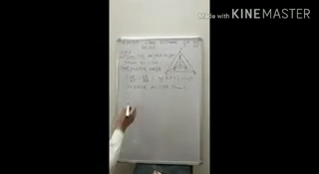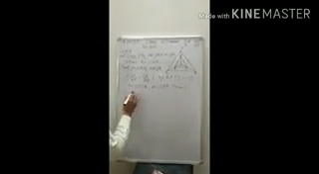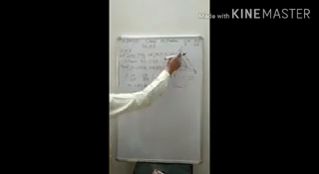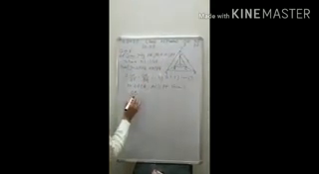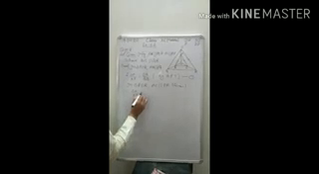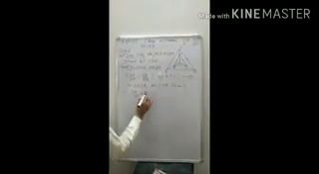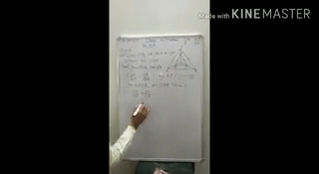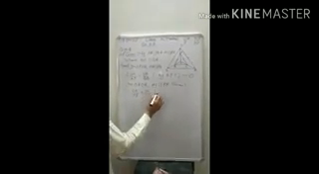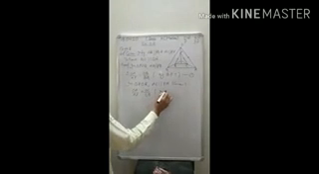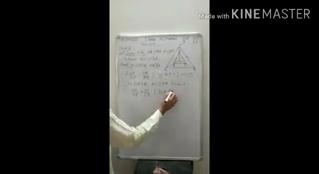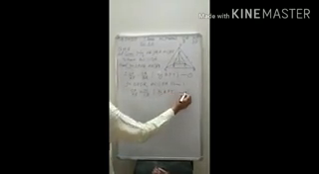So if AC is parallel to PR, then by BPT we can write OA upon AP is equal to OC upon CR. Why is it so? Again the same reason, because by BPT. This is equation number 2.